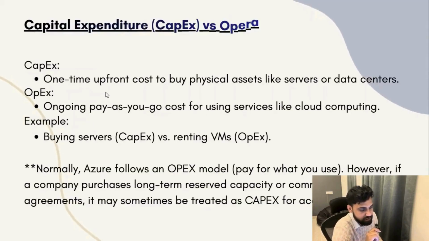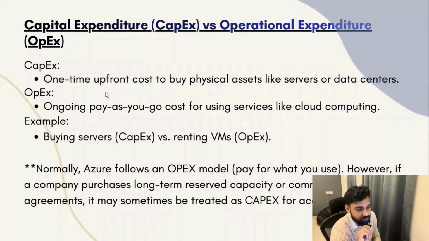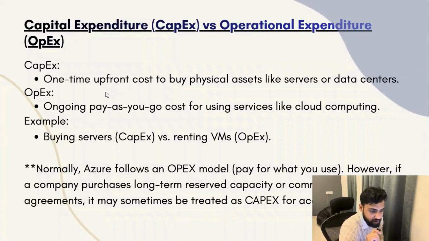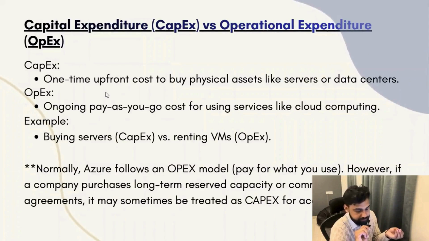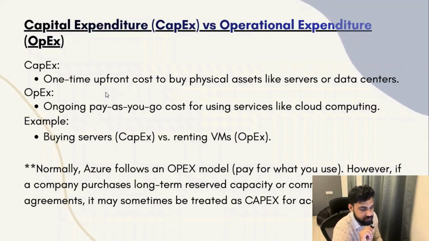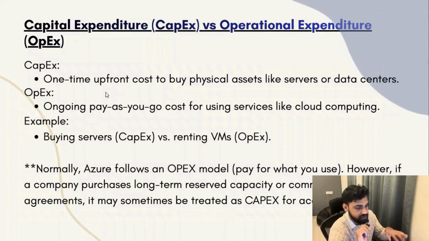Let's move to the next topic. Let's quickly understand capital expenditure and operational expenditure. This is also very simple. If you already understand what a physical thing is and what a software or cloud thing is, then you can understand by the definition of CapEx and OpEx. Let's first understand capital expenditure and operational expenditure in general terms.